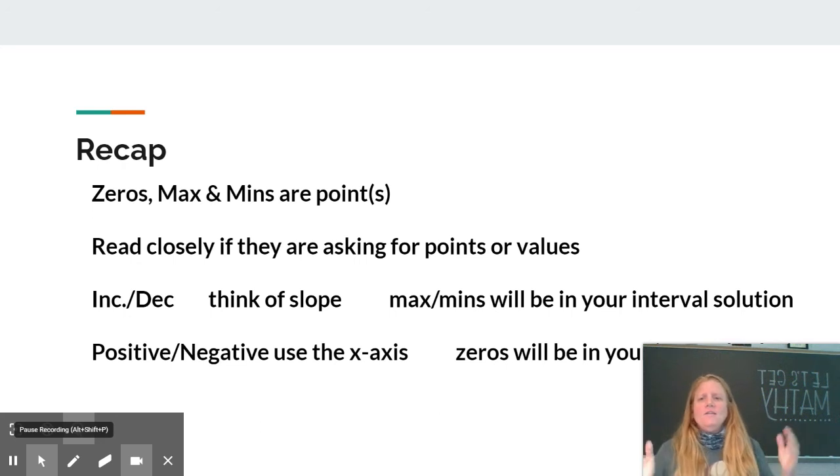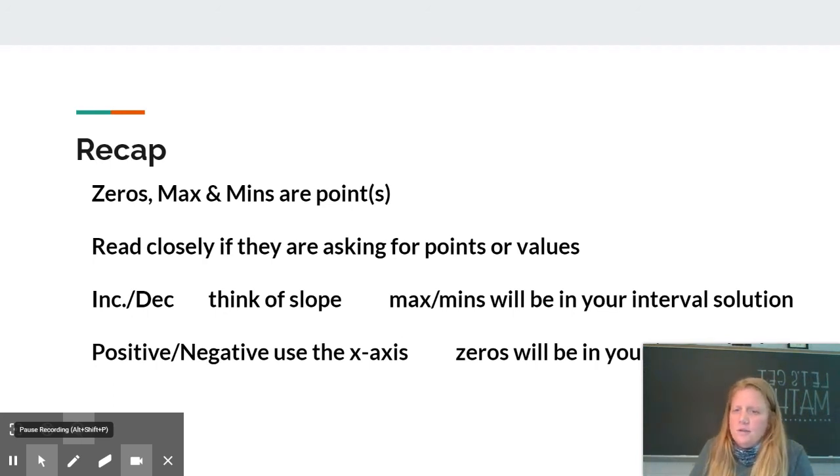So for our recap, zeros, maximum, and minimums are points. Make sure to read closely if they're asking for points or values when dealing with maximum or minimums. With increasing or decreasing functions, think about the slope. If it's going up from left to right or down from left to right. Maximum and minimum values will be in your interval solutions.